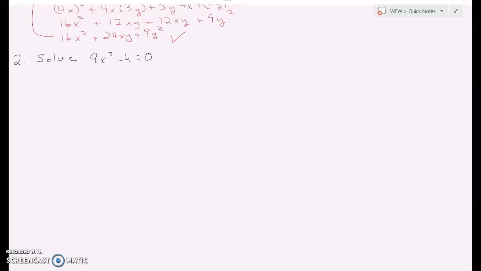Welcome back to part 2 of the final exam review for Math 310. We're looking at chapter 14. On your handout, you're on page 1, number 2, and it says solve 9x squared minus 4 equals 0.